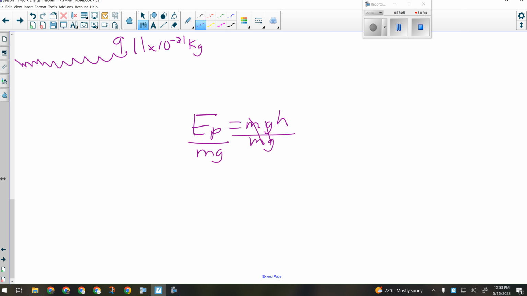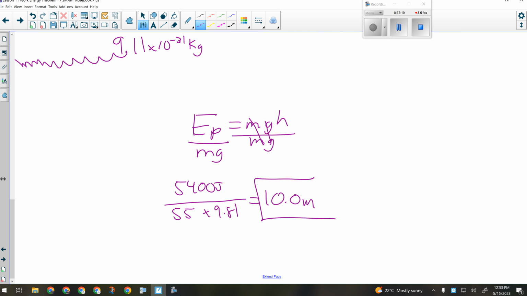Now I'm solving for height. So with the numbers we had in that question, 5,400 joules divided by 55 kilograms times g, which is 9.81, I should get that that person is standing on top of the 10-meter platform. Everybody all right with that? Is that a pretty easy formula to manipulate? Yeah, whatever you're solving for, divide everything else over because it's all being multiplied.